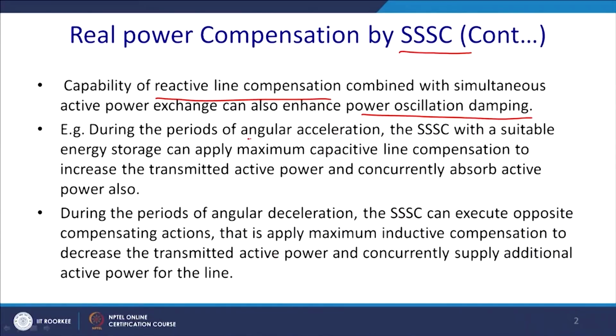For example, during the period of the angular acceleration, the SSSC with a suitable energy storage can supply the maximum capacity of the line compensation to increase the transmitted power and concurrently absorb the active power also. So, this is the way it can increase the stability and can damp out the power frequency oscillation.